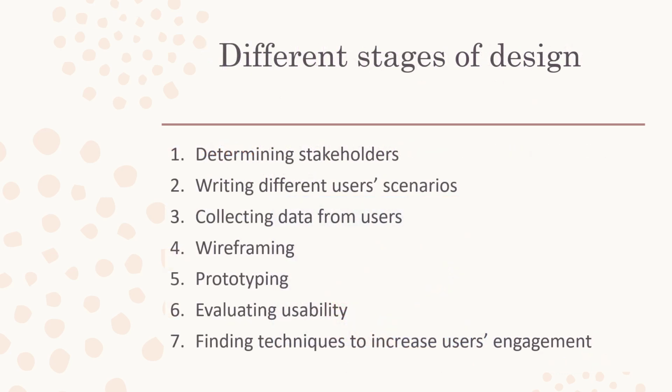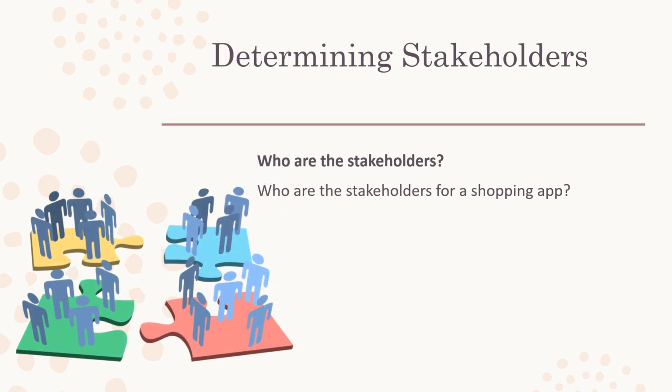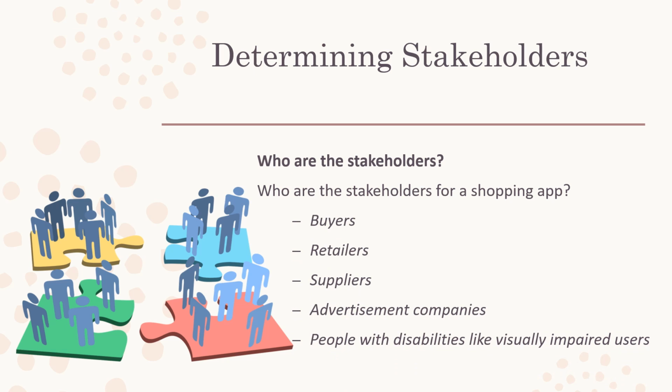Now you are familiar with the interface design principles. In this part of the lecture, we will talk about different stages of design that you need to follow in order to adapt your software based on the user's needs. The first step of designing the interface is defining the stakeholders. Stakeholders mean all the target users of our system and all the people that will use our system in different ways. For example, for an e-commerce website, the stakeholders are buyers, retailers, suppliers, advertisement companies, and people with disabilities. People with disabilities are an important group of users that we should always consider in our design.